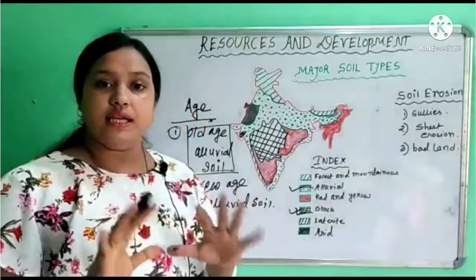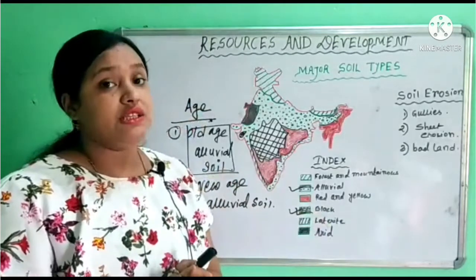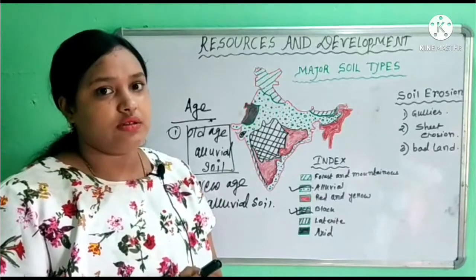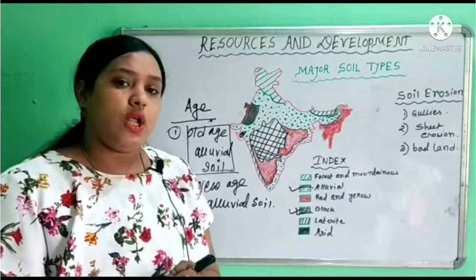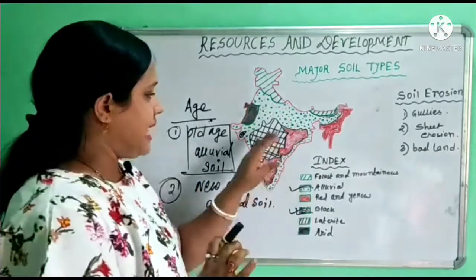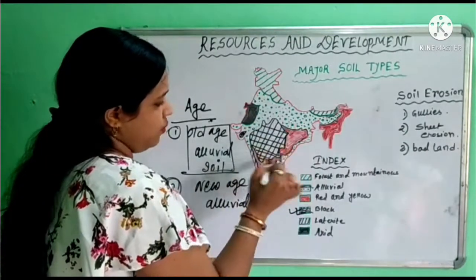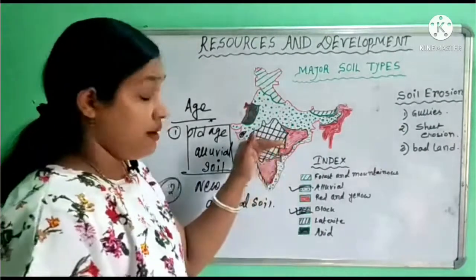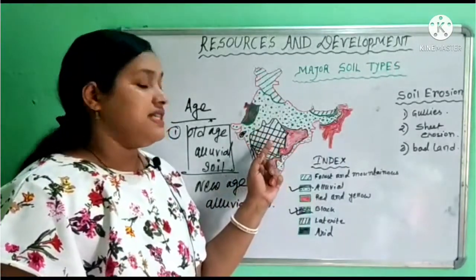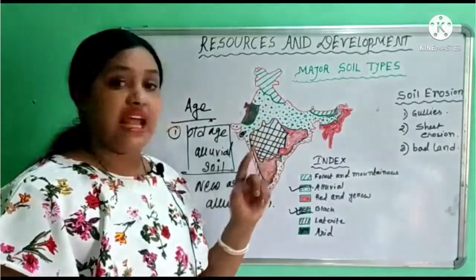Black soil is black in color, and its other name is regur soil. It is very fertile in characteristics. This type of soil is particularly found in the Deccan Trap region. This shaded square shape which I marked on the map of India, you can easily identify as the Deccan Trap. The maximum part of the Deccan Trap region is covered by black soil.